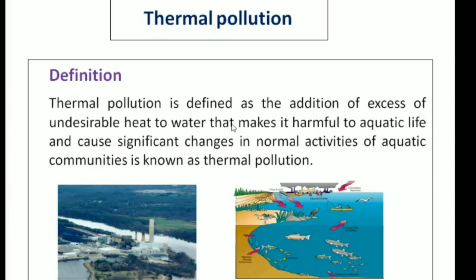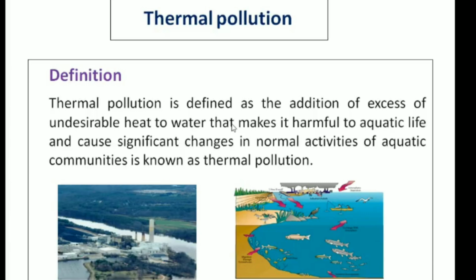In an aquatic ecosystem, even if there is a slight increase in the temperature, some animals may not be able to survive. Some aquatic plants and aquatic animals may find it difficult to survive. So you have a decrease in biodiversity.